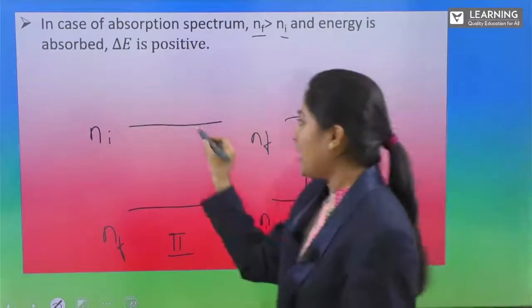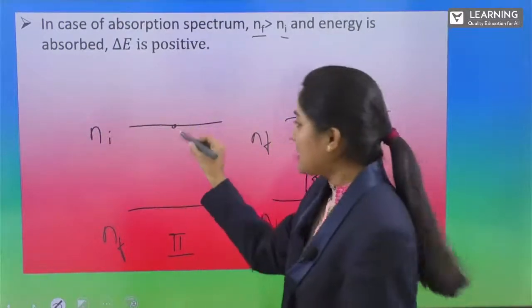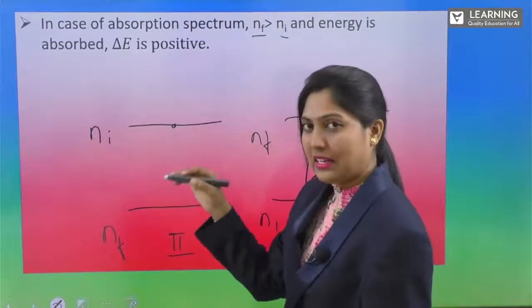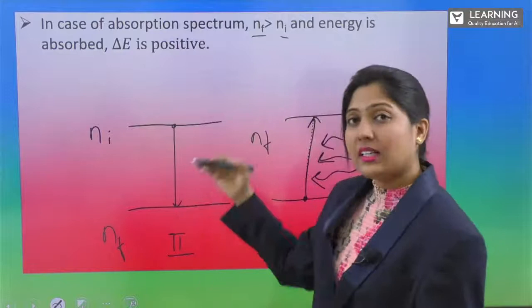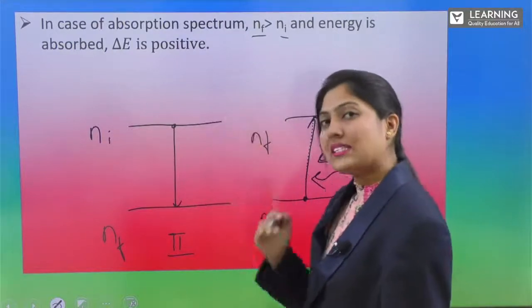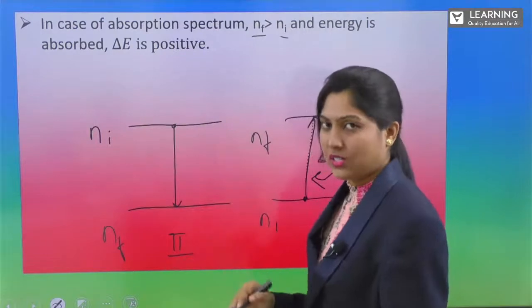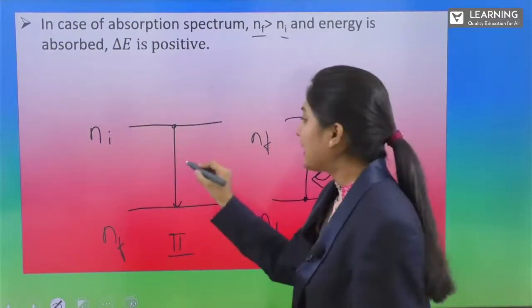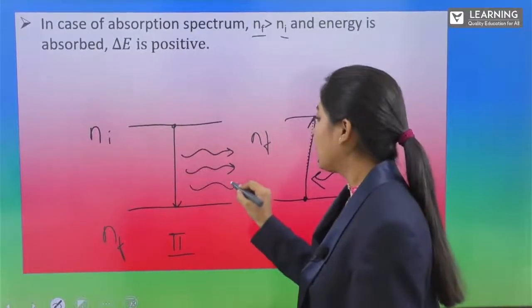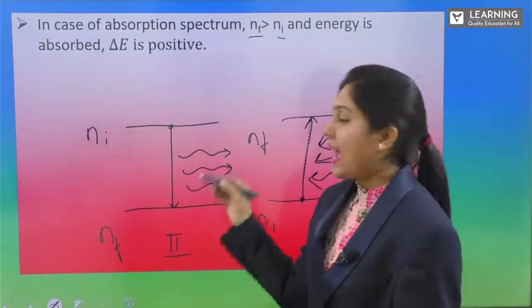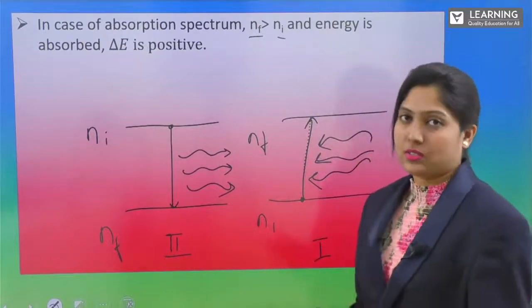Now, I'll say NI is in the higher energy level and the electron is there. And this is the initial state where an electron is there and it is coming to the final state. So, here it is coming down or it is lowered. So, when it comes down from a higher energy level to a lower energy level, it liberates the energy or emits the energy, and that energy will be given as emission spectrum.